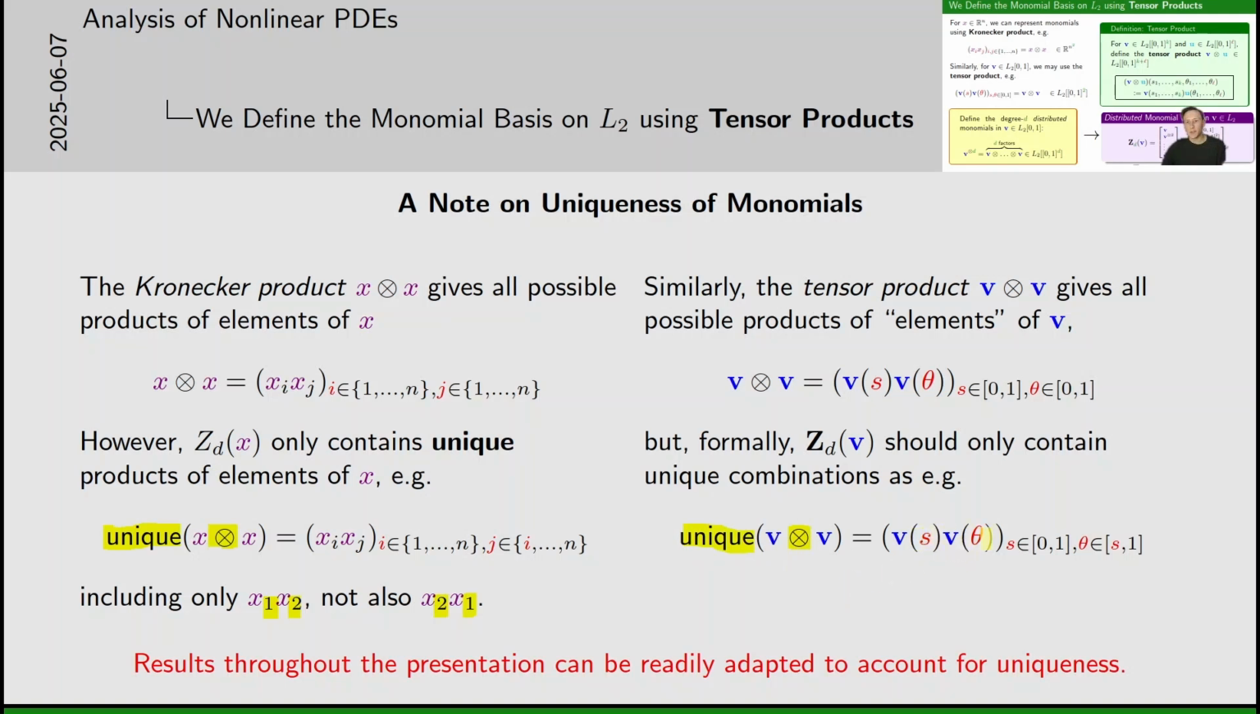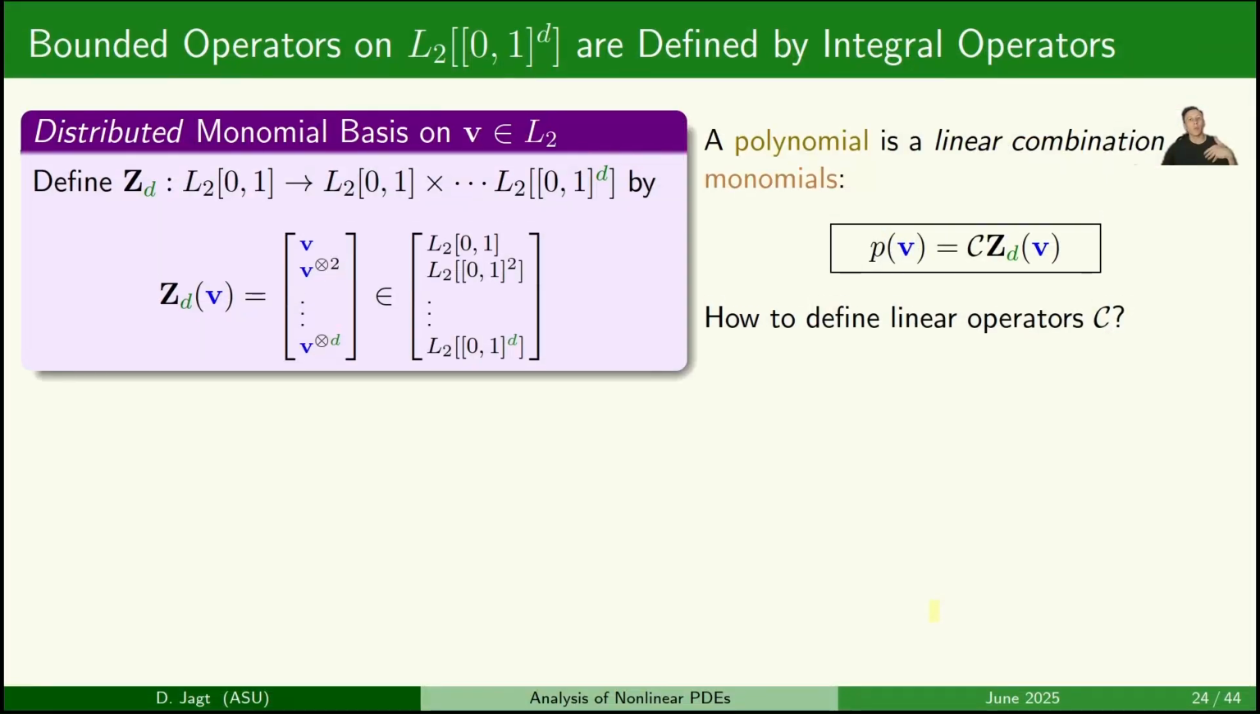So for example, v at s times v at theta for s ranging from 0 to 1, but now theta ranging only from s until 1. Now, I will not be doing so throughout the presentation, as it will complicate the notation, but keep in mind that all results we present here can be adapted to account for this uniqueness as well. Okay, so now we defined our basis of distributed monomials.